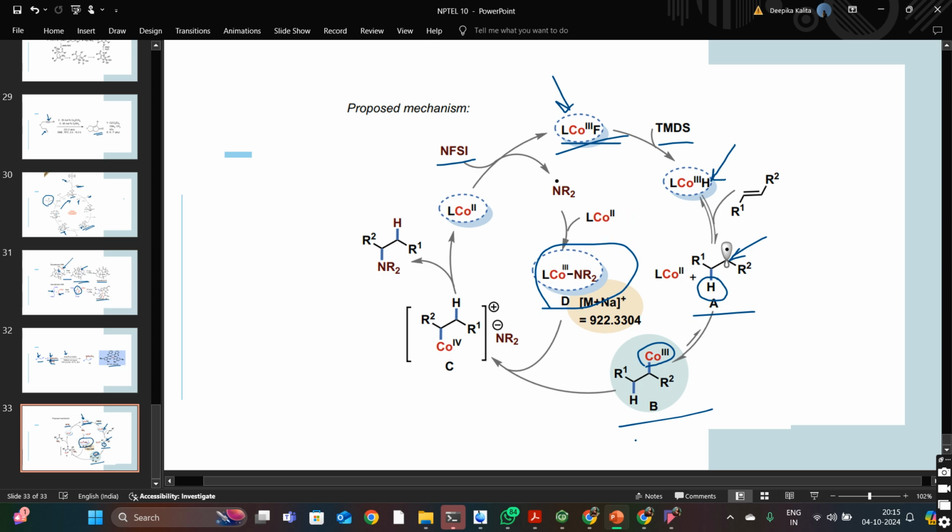Okay, so because of the reaction between B and D, we are going to get the intermediate salt, which is labeled as C. Okay, and in the C step, you can see that the metal is now oxidized to +4 oxidation state. Now this +4 oxidation state cobalt complex is going to undergo reductive elimination of our desired product amine to go back to its original +2 oxidation state. Okay, and this is how we are going to get our desired product.